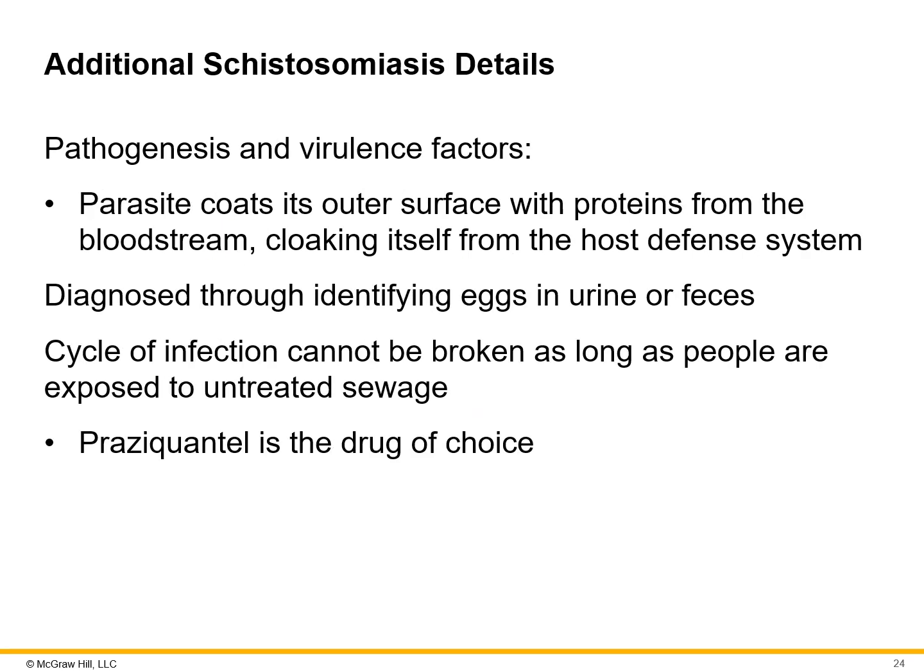A little bit more information about it. This parasite coats its outer surface with proteins that look like the bloodstream, so it doesn't look foreign. It disguises itself to evade the immune system. It's diagnosed by looking at those eggs. And the cycle of infection can be broken by avoiding exposure to untreated sewage, because again, these can burrow through intact skin. And again, anti-helminths are available for treatment.